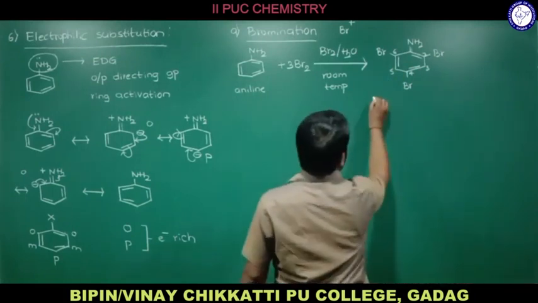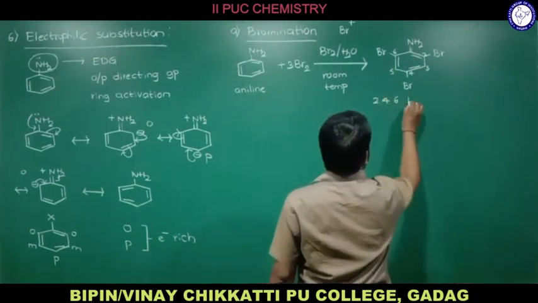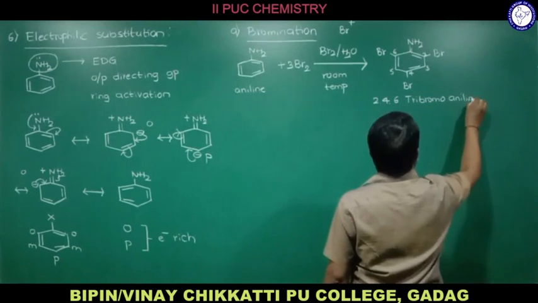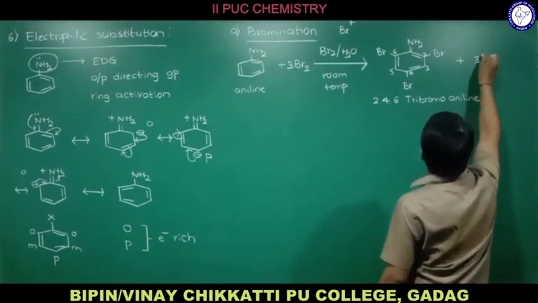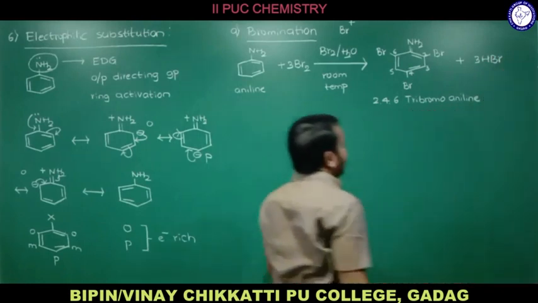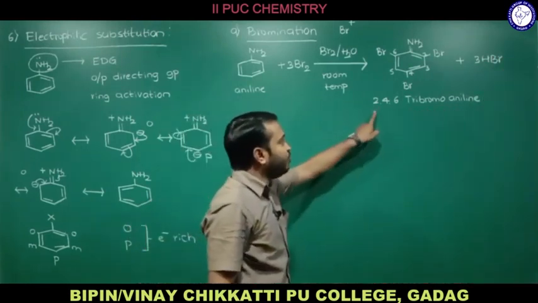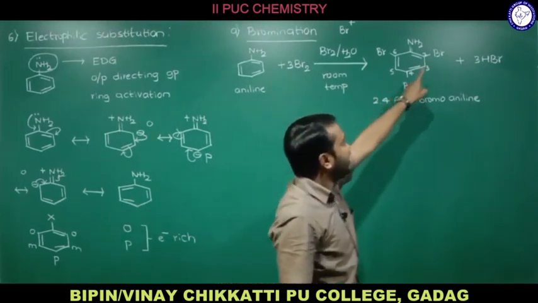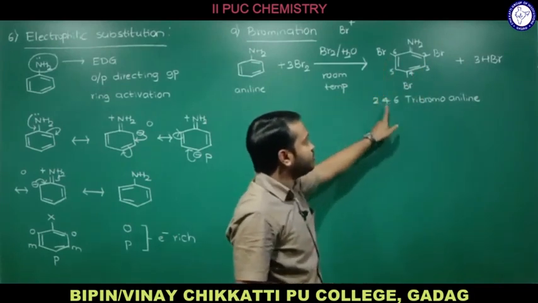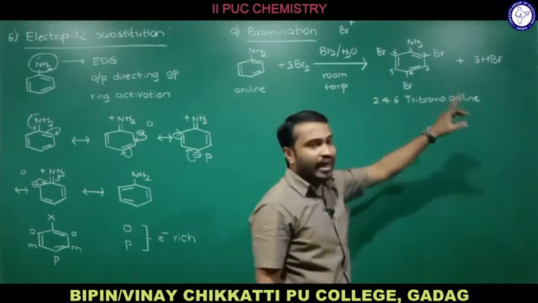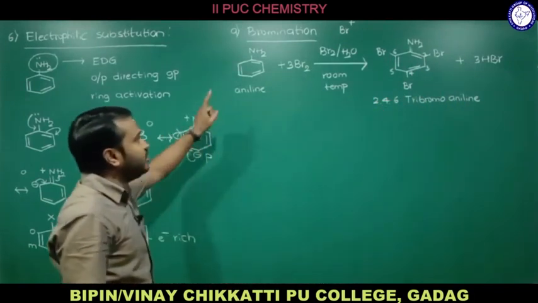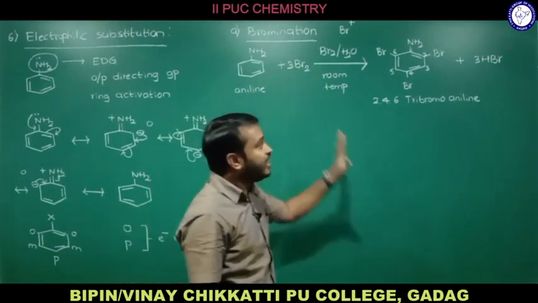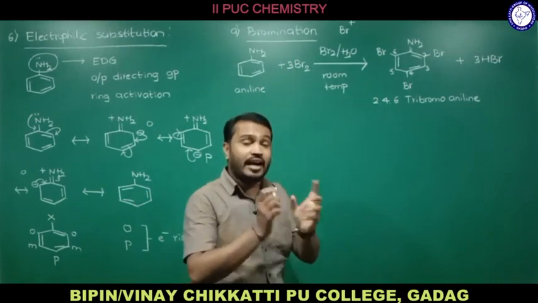Therefore the name of this compound is 2,4,6 tribromoaniline, plus we are going to get 3HBr as the byproduct. So try to note that the product we got here is a tri-substituted product. So 2,4,6, we have Br in the second, fourth and sixth positions, 3 Br in all. Therefore tribromoaniline. That is the product we get when aniline reacts with bromine water at room temperature: a tri-substituted product, 2,4,6 tribromoaniline.